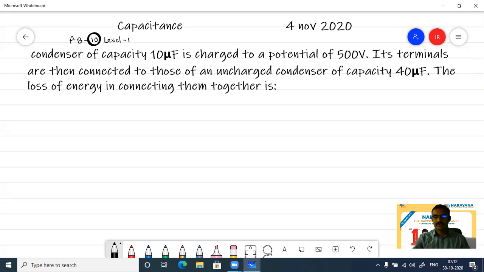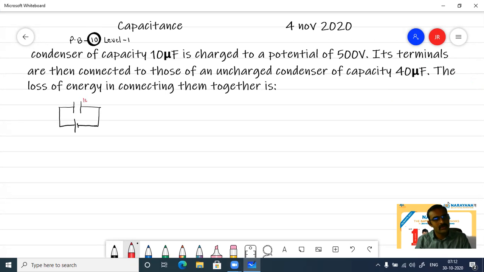Yes, welcome to today's homework part from the capacitance chapter, practice book, level 1, question number 10. Consider a capacitor of 10 microfarads charged to a potential of 500 volts. So this is our capacitor, connected to a 500 volts battery.